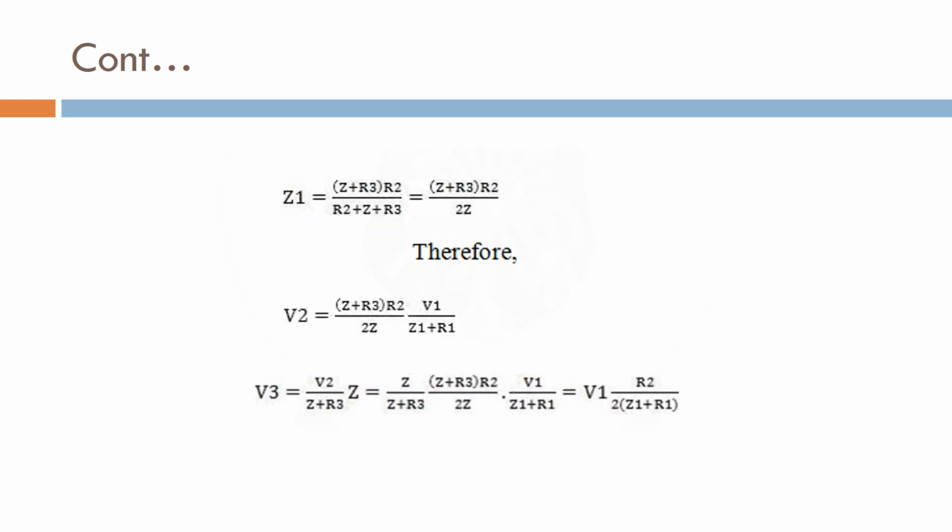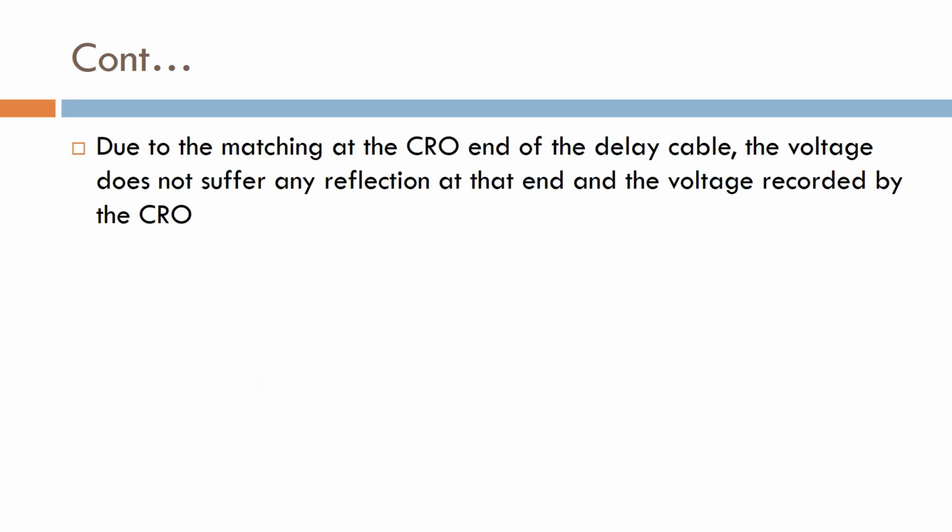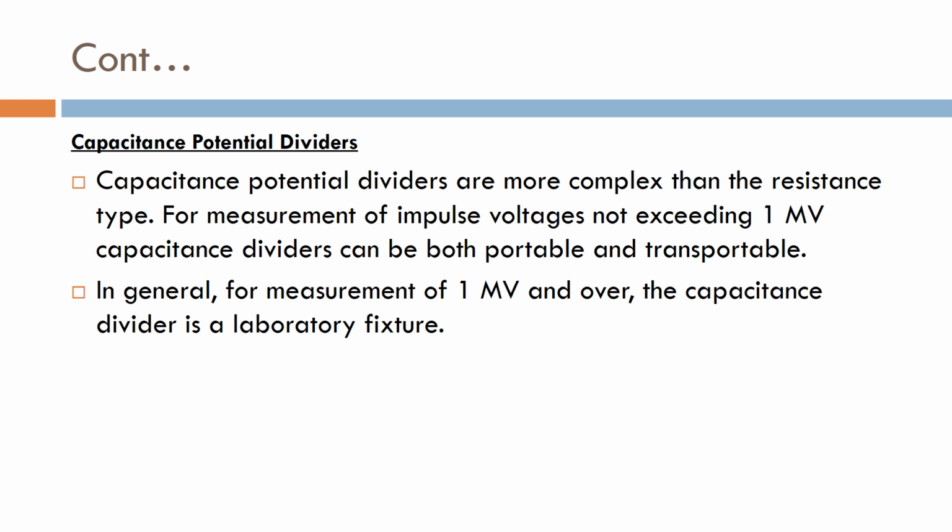So Z1 is nothing but (Z plus R3) into R2 divided by (R2 plus Z plus R3), and therefore that is the voltage to be measured. V3 is equal to V1 into R2 divided by (2 times Z1 plus R1). Due to the matching at the CRO end, the delay of the cable, the voltage does not suffer any reflection at the end, and the voltage is recorded by the CRO.